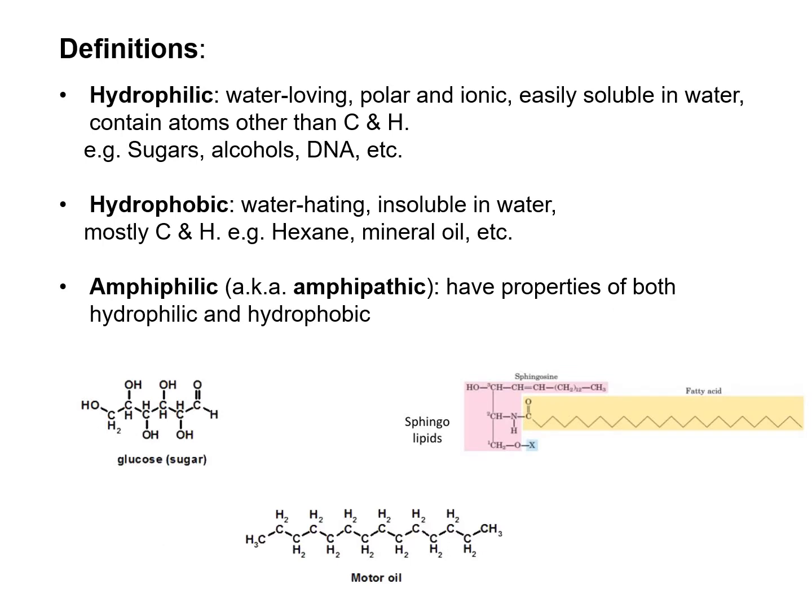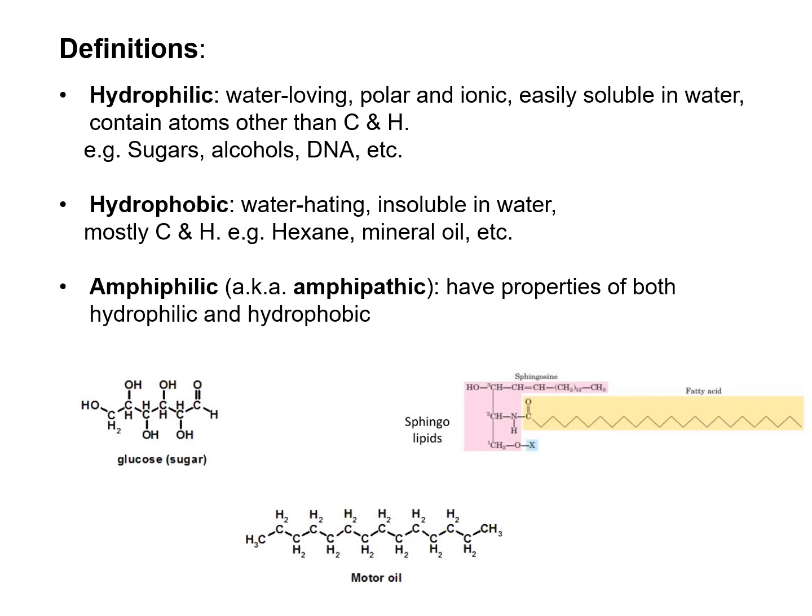There are some more definitions to better understand solubility, especially in water. The first one is hydrophilic, or hydrophilicity as a noun, meaning that it's water-loving, and it's typically polar and ionic substances, so it's easily soluble in water and contains atoms other than carbon and hydrogen. So examples are sugars, alcohols, and DNAs, and so on, such as glucose here.